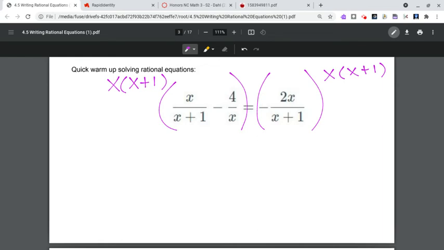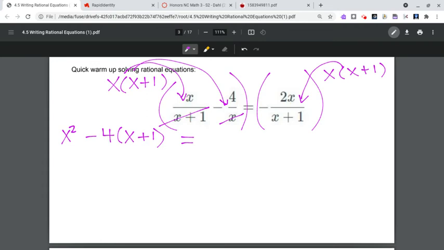What's going to happen is I then take that LCD and multiply it into the binomial on the left and multiply it into the fraction on the right. What happens to the first term in the binomial on the left is the denominator clears and you're left with x squared. The second term in the binomial, the x clears from the denominator and you're left with minus 4 parentheses x plus 1. Set equal to, on the right, the x plus 1 will clear from the denominator and you're left with negative 2x squared.